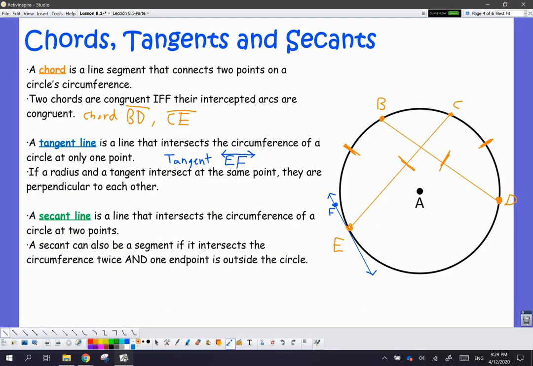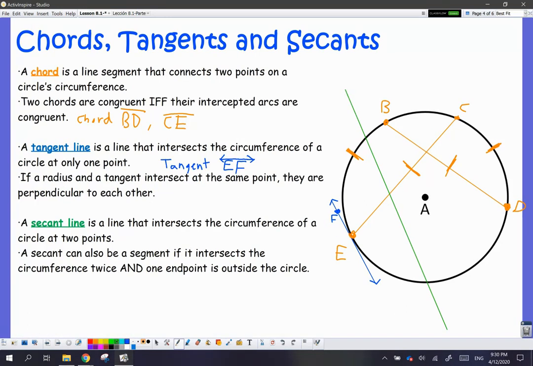A secant line is a line that intersects the circumference of a circle at 2 points. A secant can also be a segment if it intersects the circumference twice and one endpoint is outside the circle. So let me show you what I'm talking about. Let's say that I have a line and it goes all the way through here. Now you see that it's kind of similar to a chord. It crosses at 2 points on the circumference, but this time instead of just stopping, now it keeps going through the circle. So this is a line now.